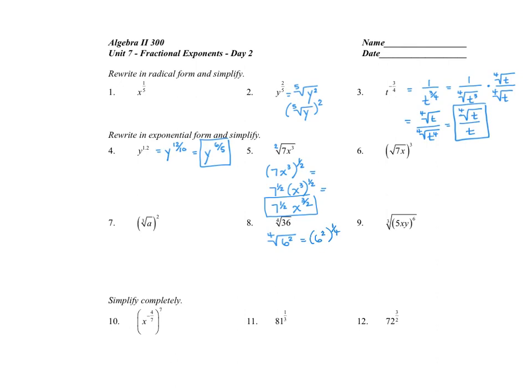And because I have a power to a power, I'll rewrite that by multiplying as 6 to the 2/4, which can simplify as 6 to the 1/2.